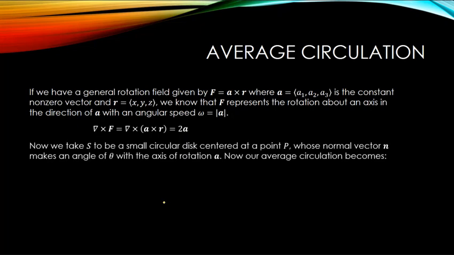Now, if we take S to be a really small circular disk centered at some point P, whose normal vector n makes an angle of theta with the axis of rotation given by A, our average circulation becomes del cross F dotted with n, which is equal to 2 times the dot product of A and n. But using what I know about dot products, this just gives me 2 times the magnitude of A times cosine of theta. So this gives me my average circulation for a general rotation field.